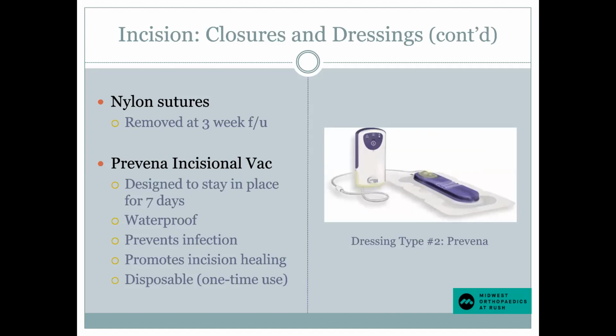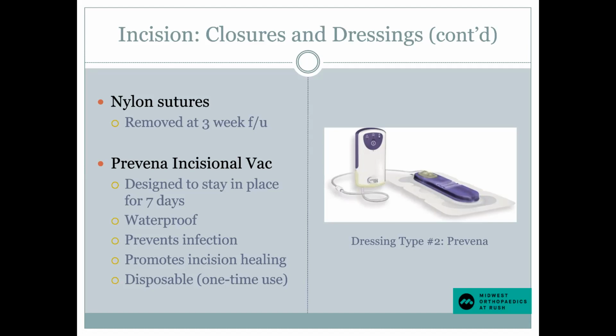The second option, Dr. Gerlinger would use nylon sutures and a Prevena incisional wound vac dressing. This dressing is treated the same as an Aquacel dressing. However, this bandage has a machine with tubing connected to it. It provides a vacuum seal to allow good blood flow to the surface of the skin to aid in wound healing. It is designed to stay in place for 1 week.